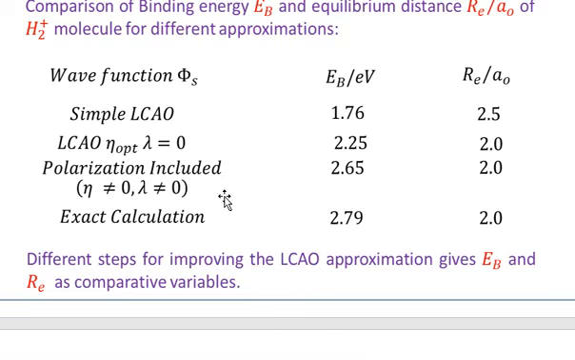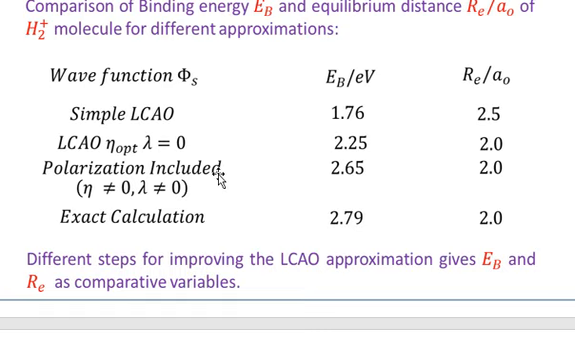So you can see that the LCAO method with eta optimized and lambda equal to 0 gives the value 2.25, which is closest. The polarization included method gives the value closest to 2.79, and the value of R is the same as for the exact calculation.